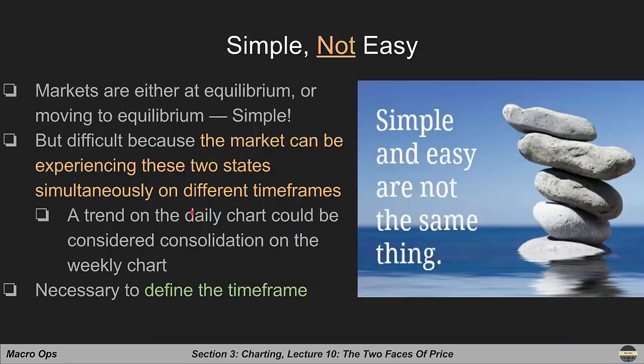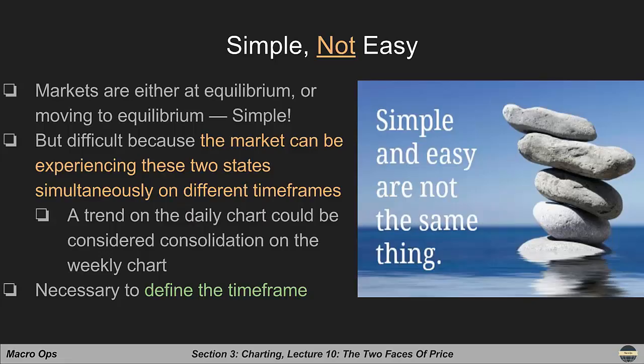Now, that may seem pretty simple, but it's not easy. And the reason why it's not easy is because markets can be experiencing these two states simultaneously on different time frames. So they constantly are moving between these two states, consolidation and trend, on each time frame. And what makes it hard is when one time frame is moving in an equilibrium state while the other is trending, and they conflict with each other.